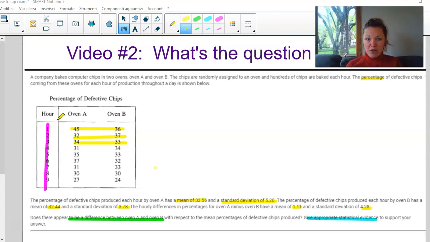So what should we have learned here? Does there appear to be a difference? Do not answer yes or no. Keep reading. Give appropriate statistical evidence. That means you're performing a test. How do I know what type of test? A T or a Z? It's a T because it's talking about means. Next, we should notice the data is paired with the hour, which means it is a matched pairs test.